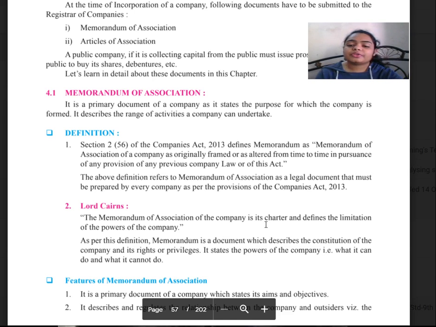So memorandum of association is originally framed or altered from time to time in pursuance, that is with the changing provisions of the company law, or as the Act makes changes in their documents. So memorandum of association is a legal document, and that must be created by every company as per the provisions of Companies Act 2013.